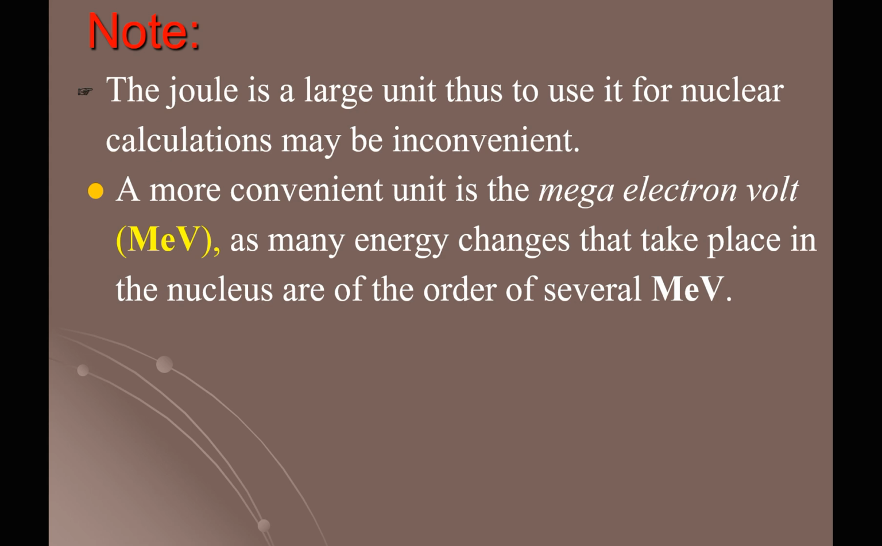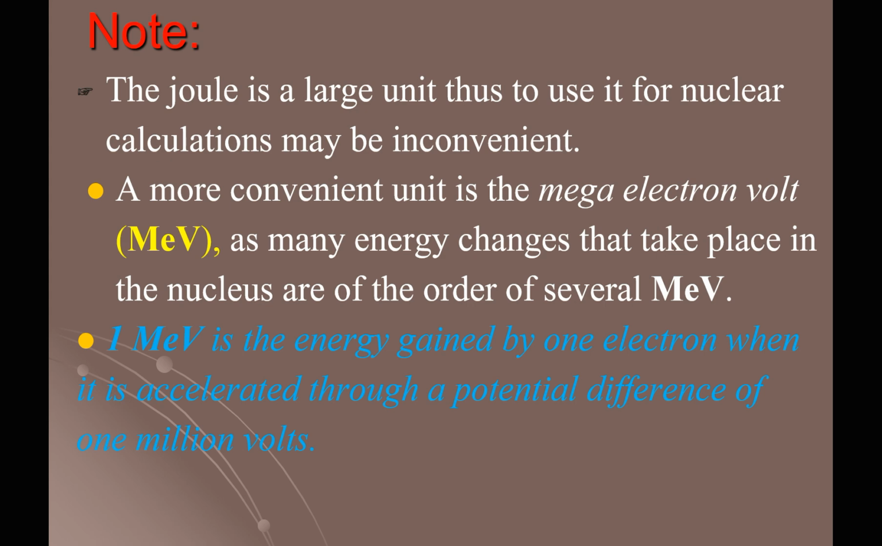Many energy changes that take place in the nucleus are of the order of several mega electron volts. What is a mega electron volt? One mega electron volt is the energy gained by one electron when it is accelerated through a potential difference of 1 million volts. Of course, mega stands for 1 million. So 1 mega electron volt is the energy gained by one electron when accelerated through a potential difference of 1 million volts.